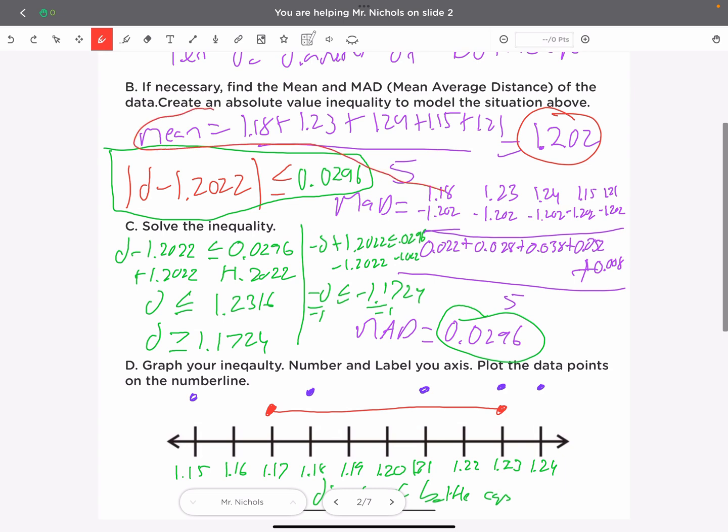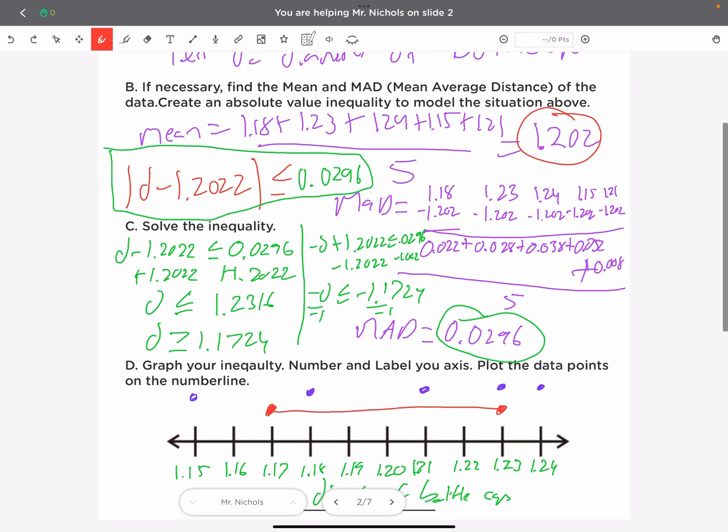So to do the mean, I just add up my 5 values. This is what I did right here. I just add up my 5 values, 1.18, 1.23, 1.24, 1.15, 1.21. Add them all up, divide by 5, and I get 1.202.